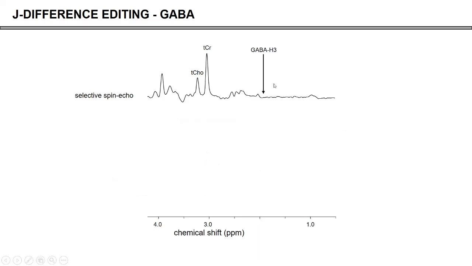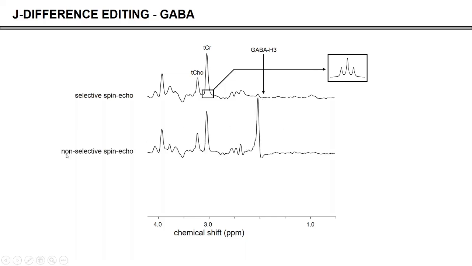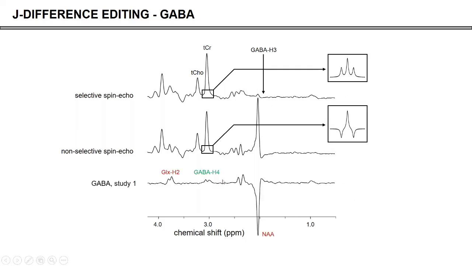Here the selective 180 degree pulse is at the GABA H3, and if you look at the GABA underneath, theoretically it is a triplet signal, but it is all up and positive because of the selective spin echo. If you then do a non-selective spin echo, so the selective 180 degree pulse is not applied here, then the GABA underneath has a phase evolution and the outer 2 resonances are inverted. And therefore, if you subtract the 2 experiments from each other, you are going to get the outer 2 resonances as shown here.